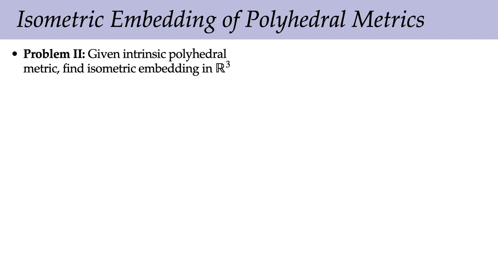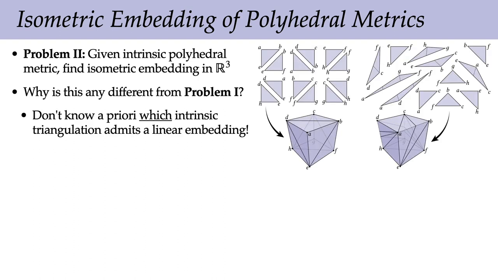An even harder but also more useful version of this problem is when I'm given just a polyhedral metric rather than a particular triangulation and want to find an embedding. So why is this harder? Why is this in fact any different from this first problem? Well, because I don't know a priori which triangulation actually supports an embedding. So for instance, a cube, of course, can be embedded in R3, but not every intrinsic triangulation of a cube admits a facewise linear embedding into R3, okay?